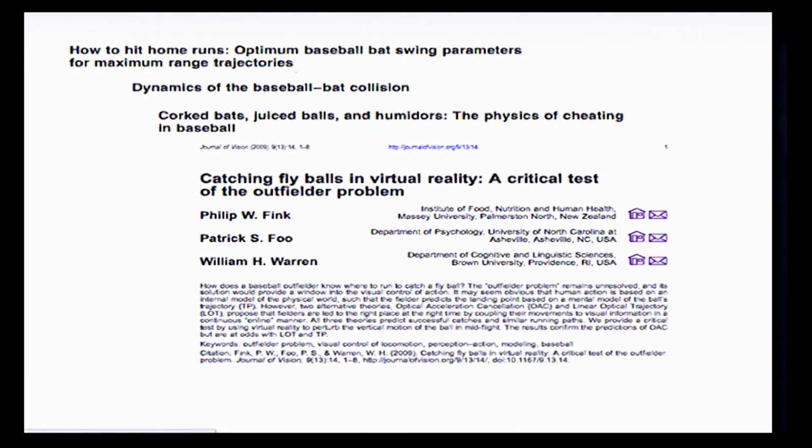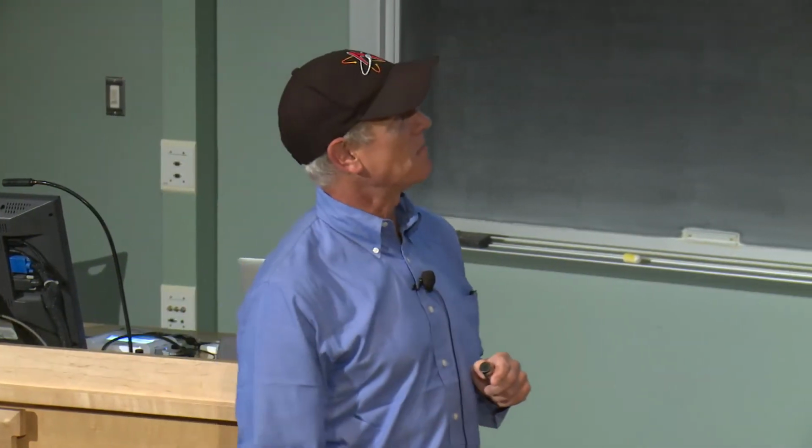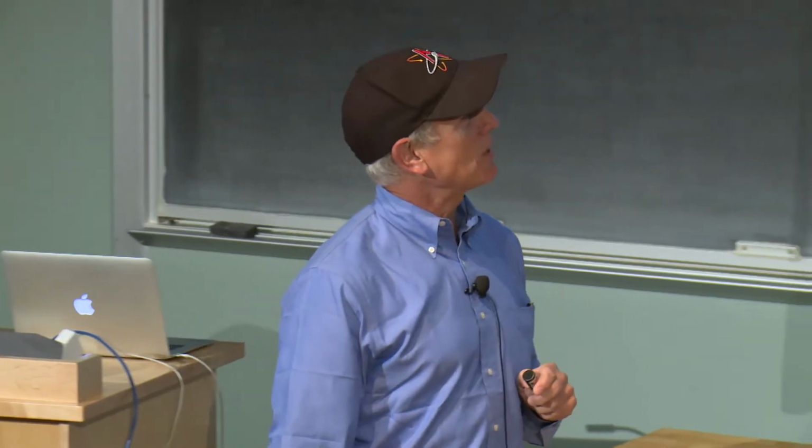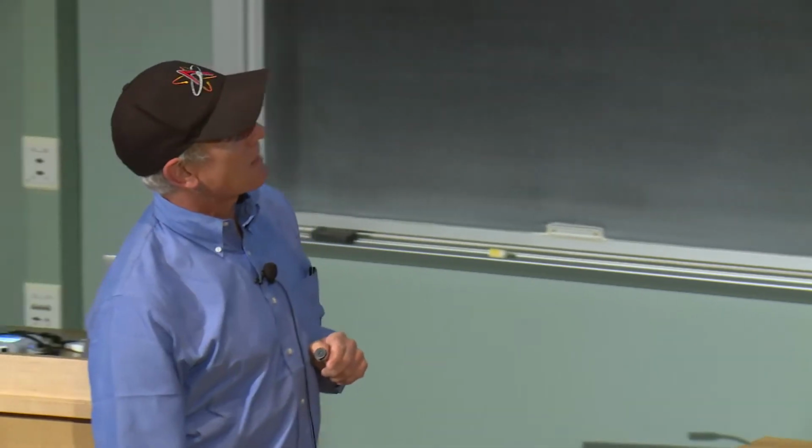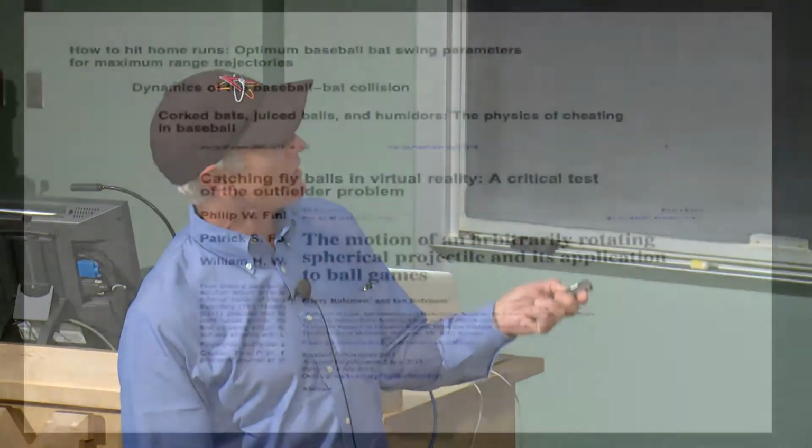Catching fly balls in virtual reality. This is a really interesting problem to try to figure out how it is that outfielders can track a ball and in a few seconds get to where it lands most of the time. The motion of an arbitrarily rotating spherical projectile and its application to ball games was written by some Australians.